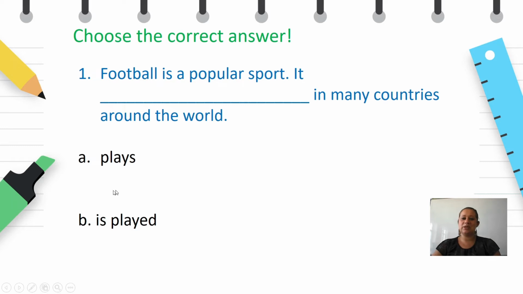Now let's choose the correct answer in the following questions. Of course, we need to read the sentence carefully and then decide whether we need active verb or passive verb. Football is a popular sport. It in many countries around the world. So what should we say? It plays in many countries around the world, or it is played in many countries around the world? It is played. That's right.